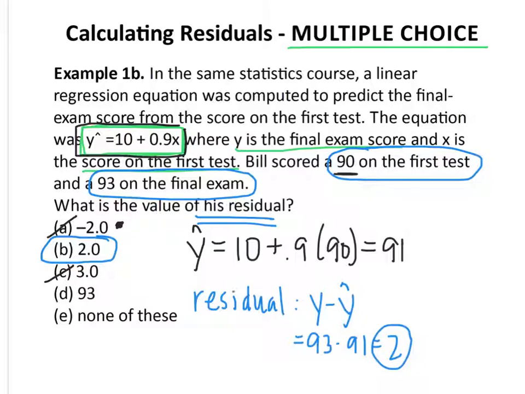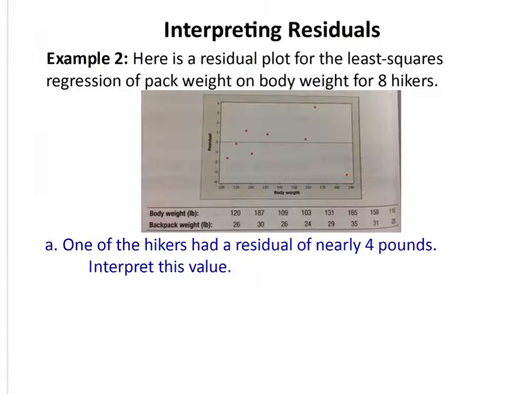D is his actual final exam score, not the residual, and E is none of these. You could end up with a none of these being the correct answer. If you do this formula and your answer is not there, feel confident in choosing none of these.